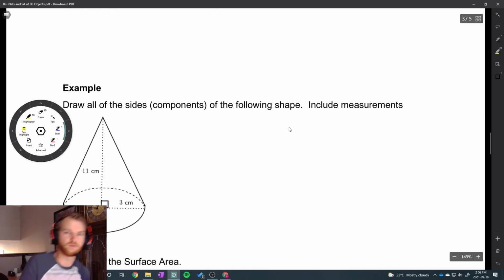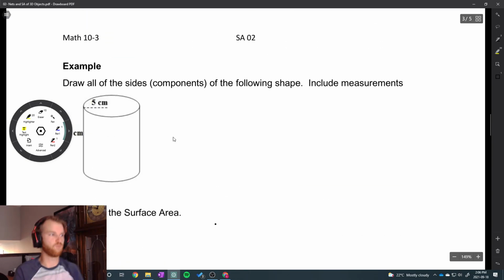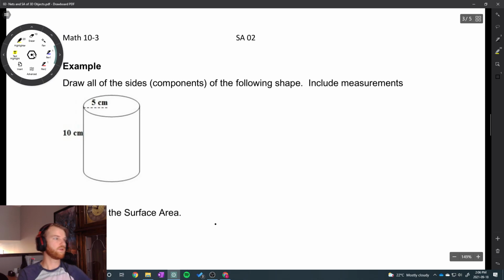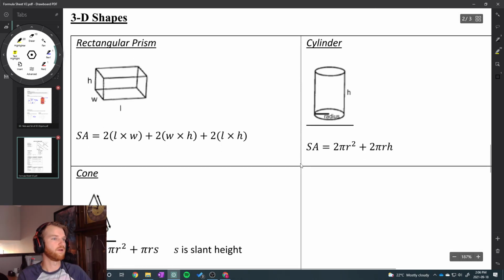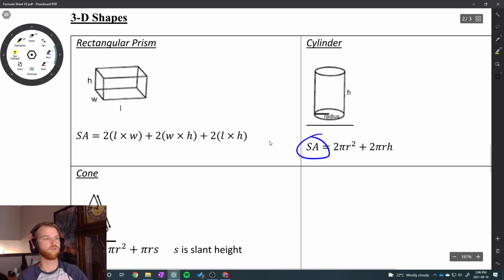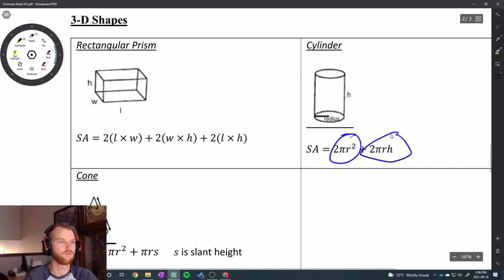All right, so for the last 2 examples, now we're given kind of weirder shapes. These ones have a formula on your formula sheet as well. So on your formula sheet, remember that this SA is talking about surface area. We're not talking about volume here. So this plus this is going to give you the total surface area.